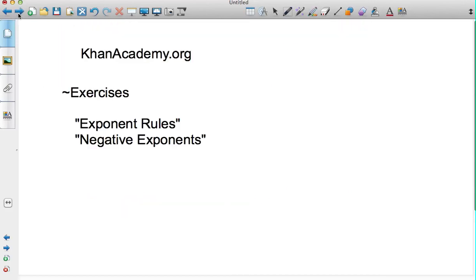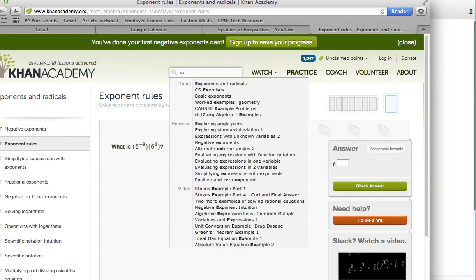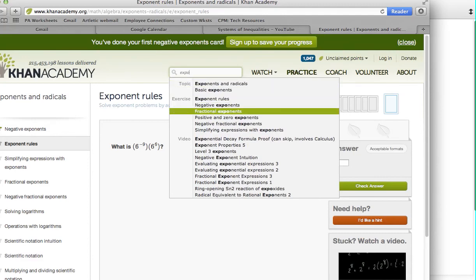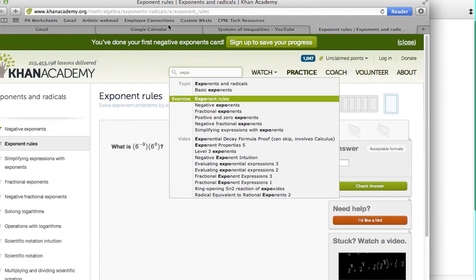There are some example problems on khanacademy.org. Look for exercises. Up in the search bar, if you just type in exponent rules and negative exponents, it will take you to a page that looks similar to this. Up here, if you just hit exponent, you can see there are these exercises right here. Those are the ones you'd want to look at, the exponent rules and the negative exponents. Those will give you some good problems to practice.